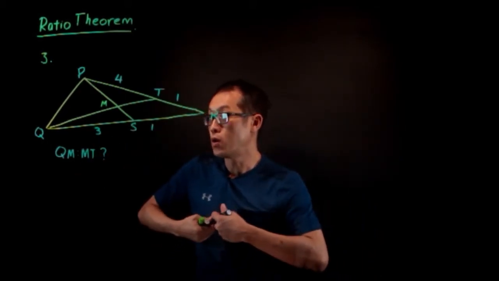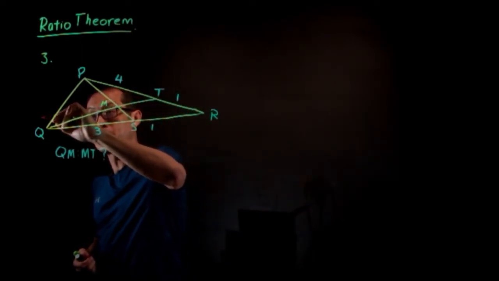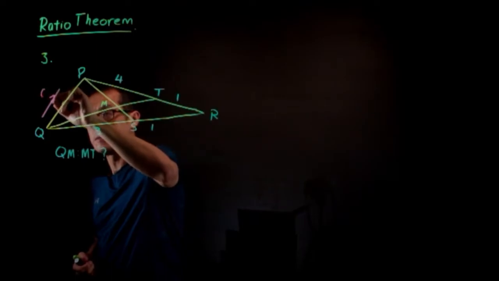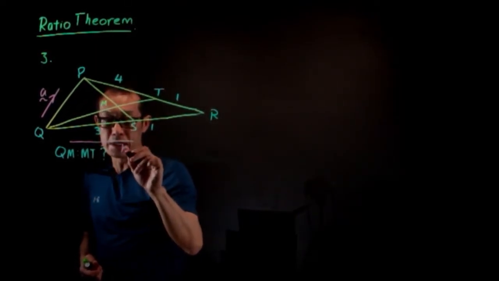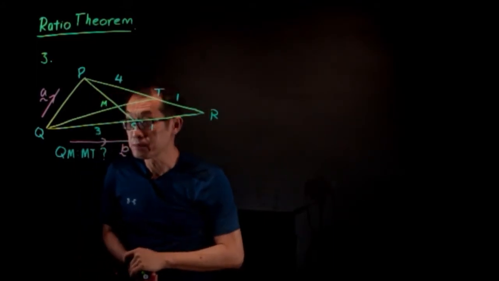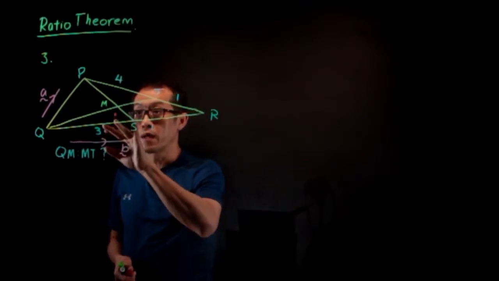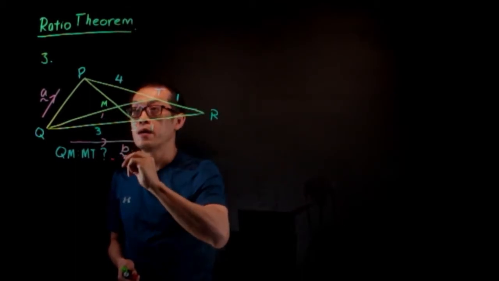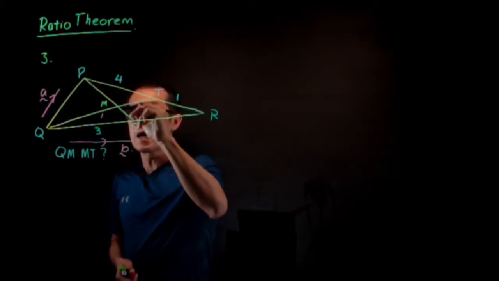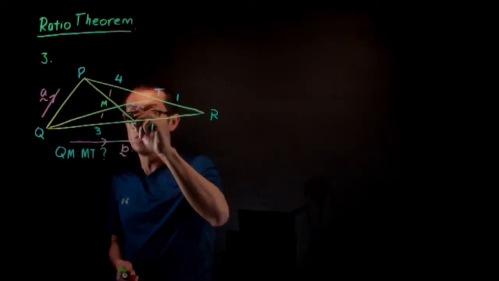Now let's call vector QP A, and this one QR as B. And the ratio of QM to QT is 1 to lambda, and PM to MS is 1 to mu.